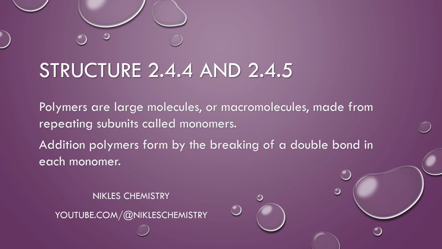Today we're going to talk about structure 2.4.4 and 2.4.5 from IB Chemistry. And this is all about polymers. Now, polymers are very large molecules, macromolecules made from repeating units of monomers. And then we're going to look at addition polymers, which form by the breaking of a double bond.